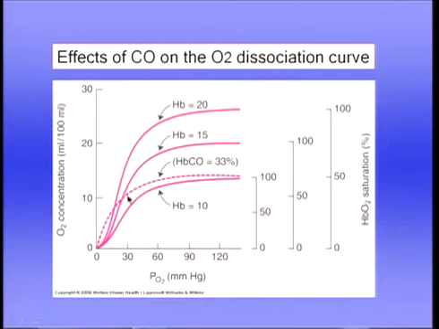In other words, the affinity of the hemoglobin for oxygen is greatly increased, and this makes it difficult to unload the oxygen in the periphery, and that's another reason why carbon monoxide is a very toxic gas.